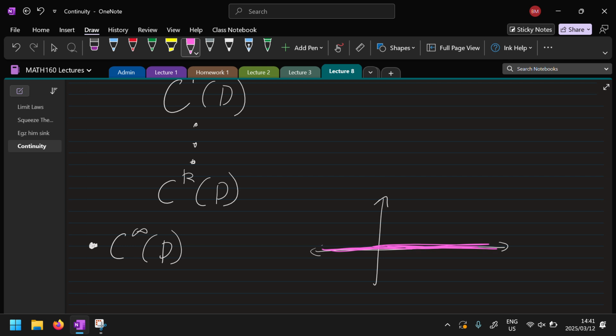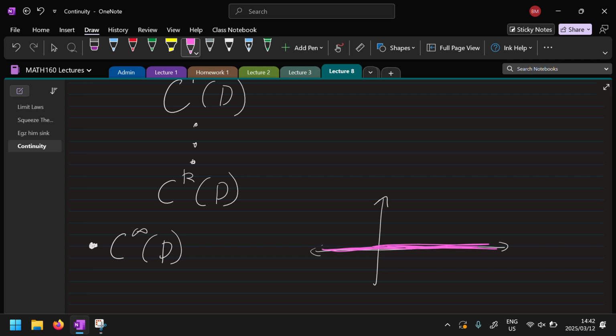Pick another point. What's the limit from the left? Limit from the right? What's the function value? Is it continuous? Pick another point. Limit from the left? Limit from the right? Function value? Is it continuous? Now pick another point. Is it continuous everywhere? It's continuous.